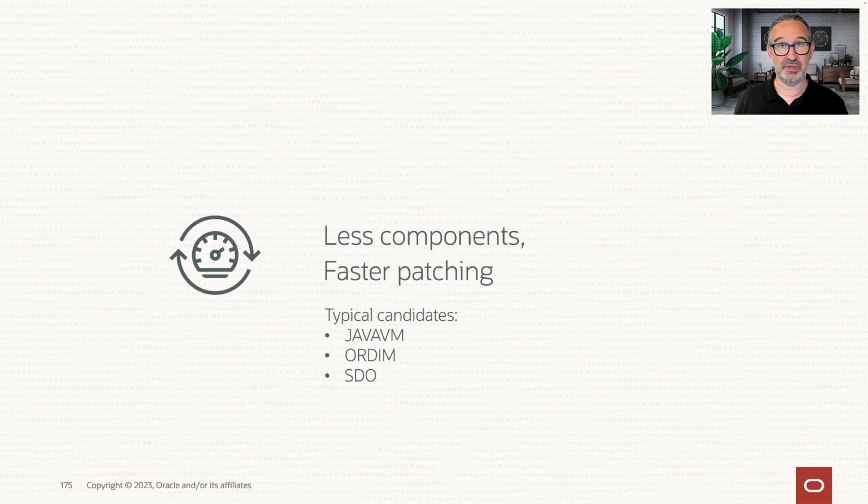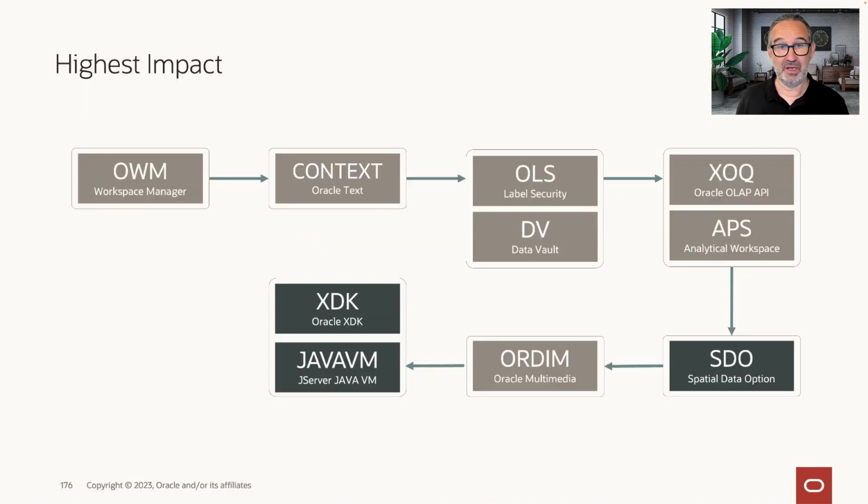Just be aware, when you would like to take out some of the components of the database, there's sort of a dependency order. When we tested, we found out that you can easily remove the workspace manager and text and so on. But there's a dependency of ORDIM and SDO on JavaVM. The components with the highest impact in terms of speeding up patching when they are not present, if this is really relevant, is of course JavaVM, but could also be the spatial data option.